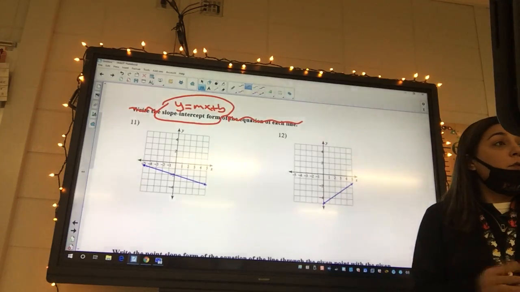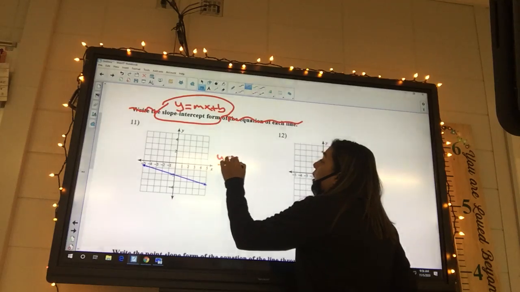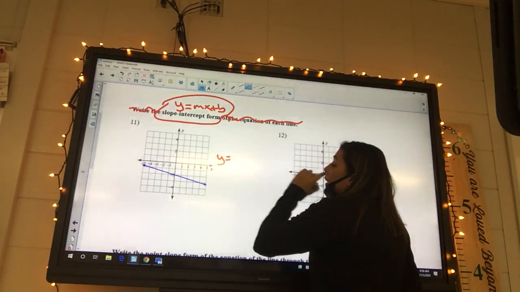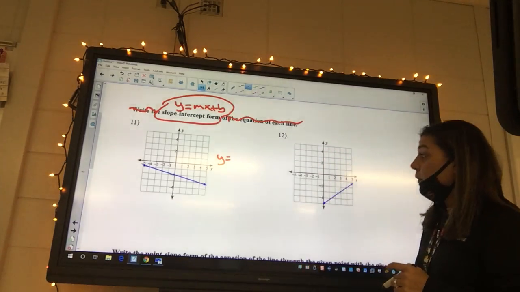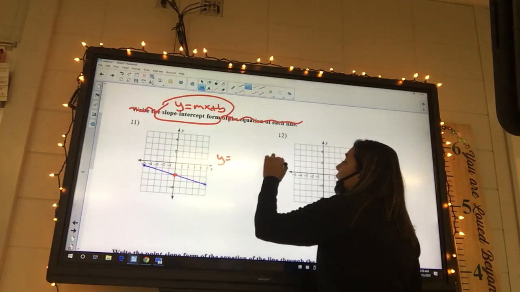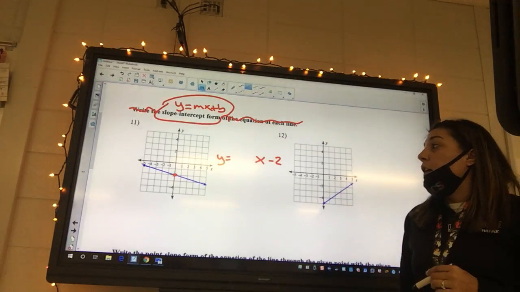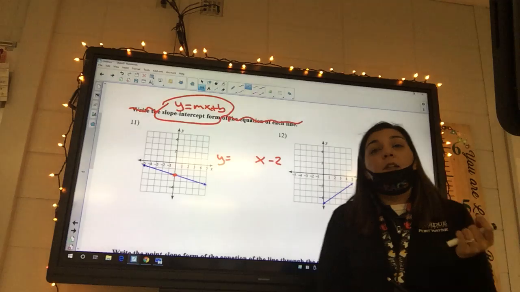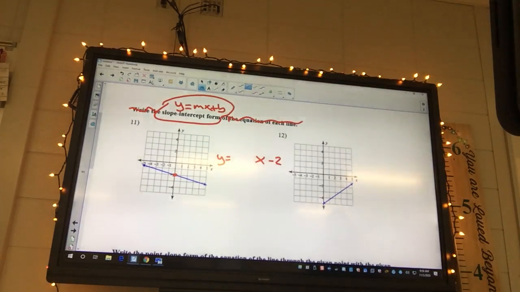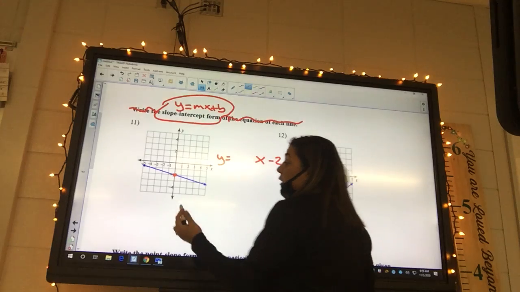We got a graph. We have to find the y-intercept first, which is what? Negative 2. That's where it crosses the y line. Then we find the slope, which is rise over run. But what do I need to find before I can find that? Because I can rise or run anywhere, right? Yeah, I need to find another point where it's going to cross.